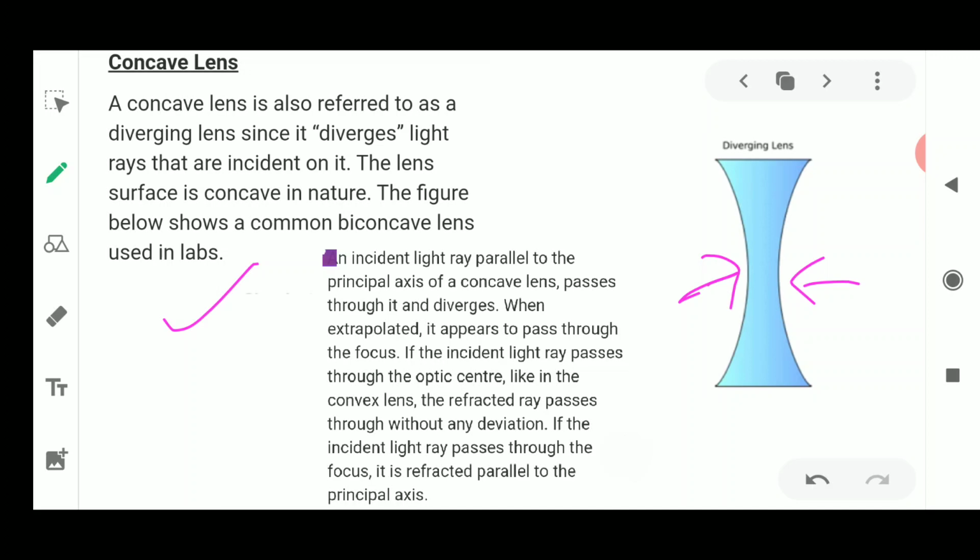Next, if the incident ray of light is passing parallel to the principal axis of a concave lens, it passes through it and it is going to diverge.